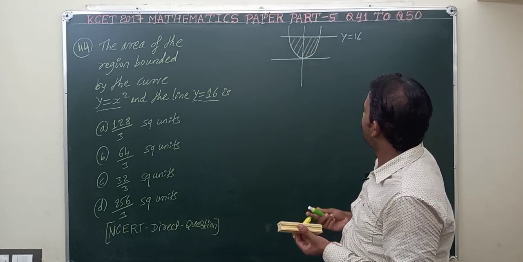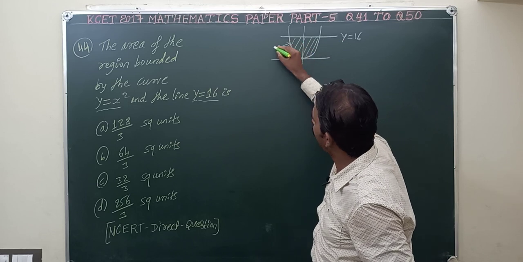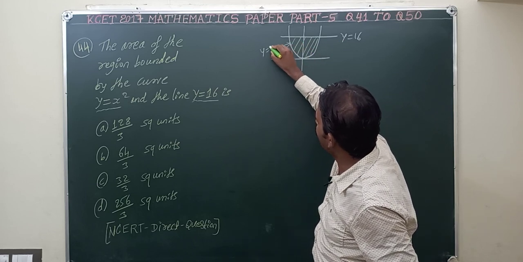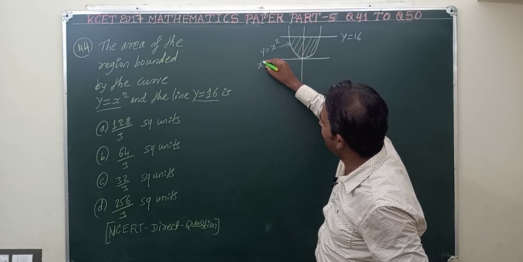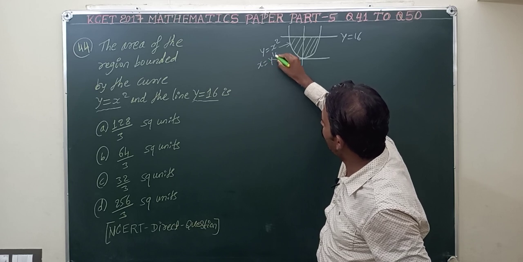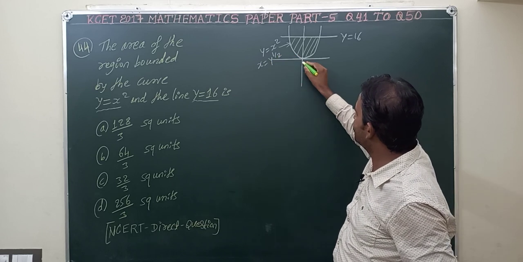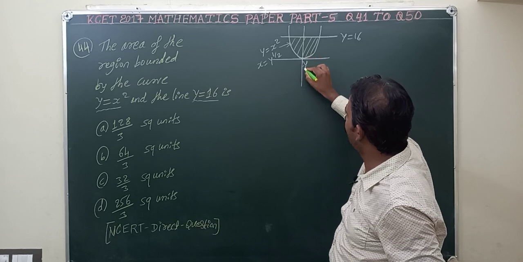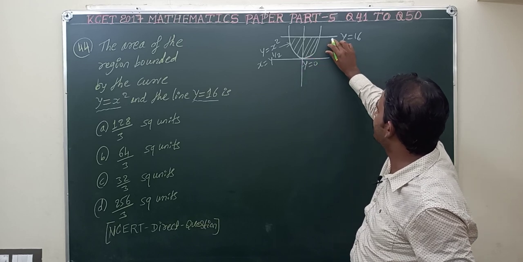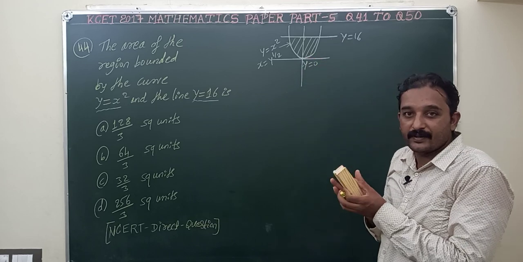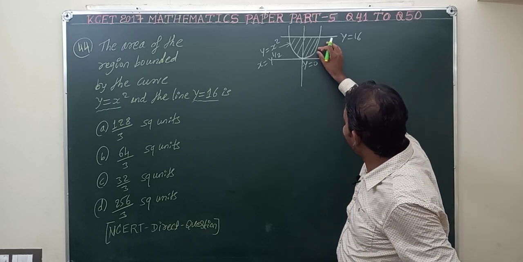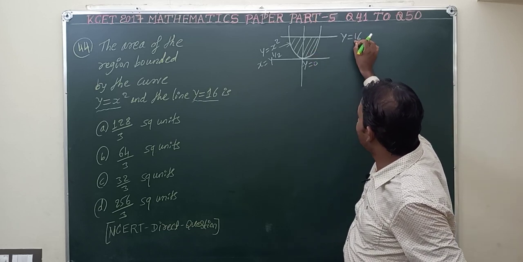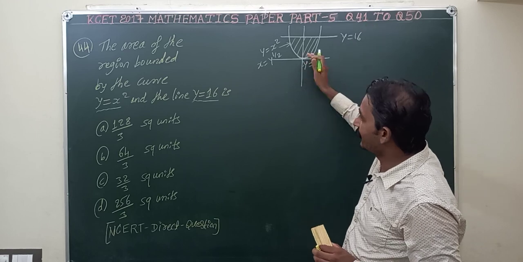In this case, this is the curve y is equal to x square. So we need the x value, x is equal to y to the power of 1 by 2. This line is y is equal to 0, and this line is y is equal to 16. We have to find out the area under the curve from 0 to 16 and multiply by 2. We get the required answer.